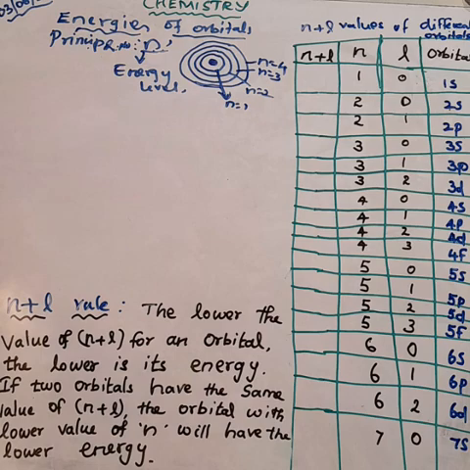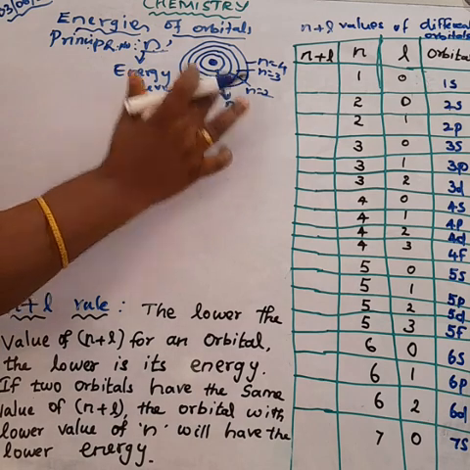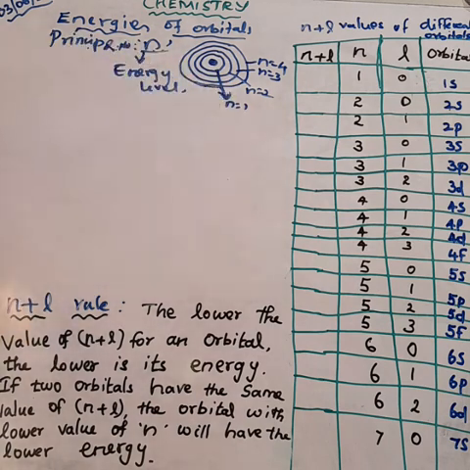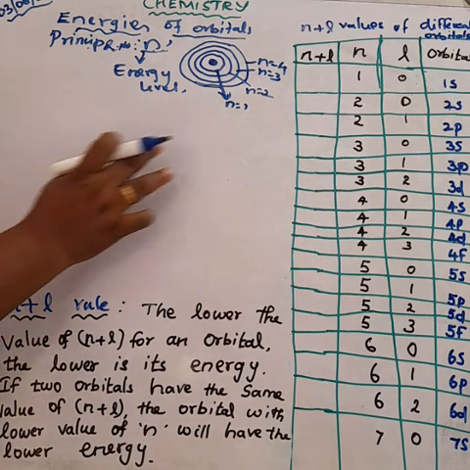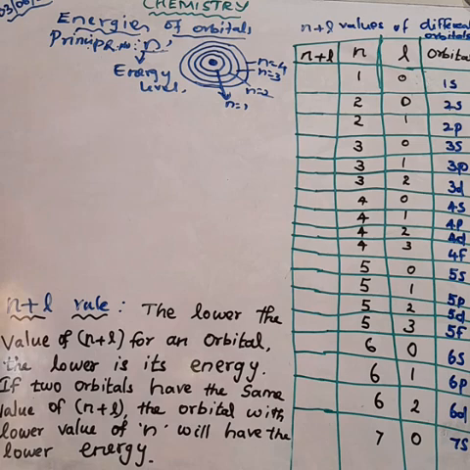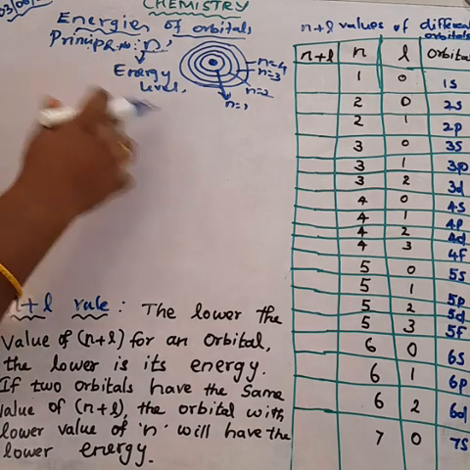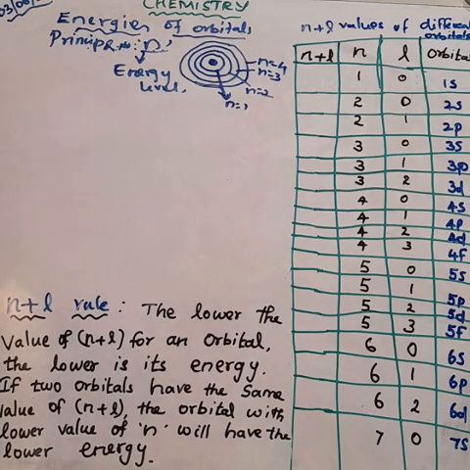So the energy of the orbitals depends only on the n value. When the n value increases, the energy of the orbitals also increases.